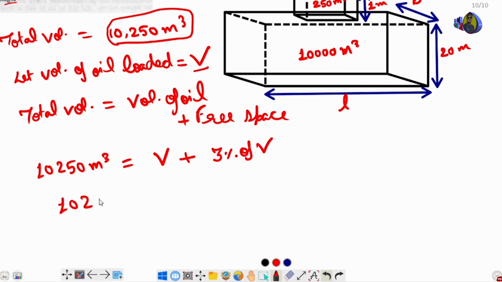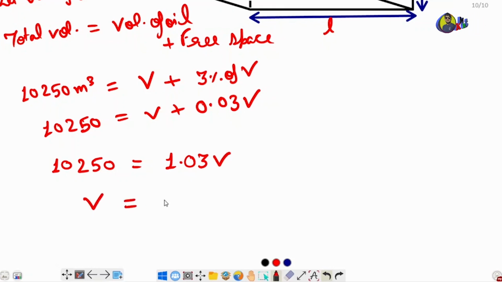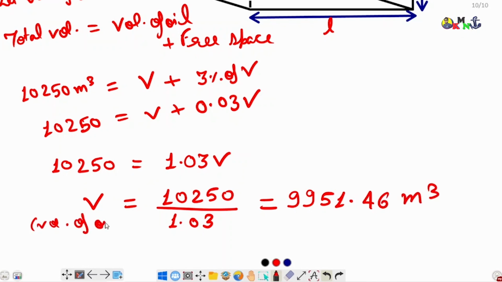So 10,250 is equal to V plus 0.03 V. This is 3%. So 10,250 will be equal to 1.03 V, and V will be equal to 10,250 divided by 1.03. So this will be the volume of oil. It will come out to be 9951.46 meter cubes. So this is the volume of oil.